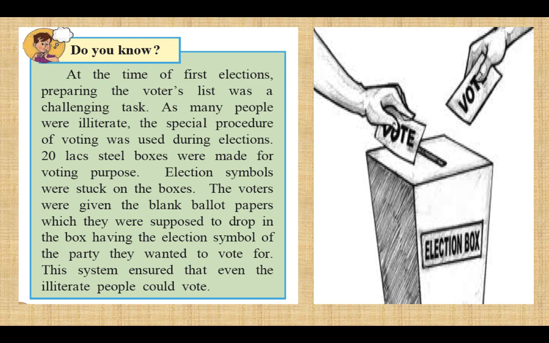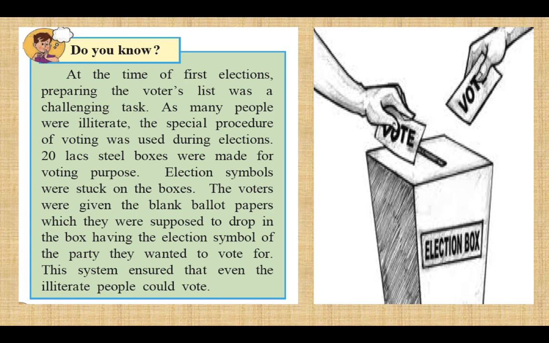Now there is this little box given to you on page number 78. Do you know? At the time of the first elections, preparing the voters' lists was a challenging task. As many people were illiterate, a special procedure of voting was used during the election. 20 lakh steel boxes were made for voting purposes. Election symbols were stuck on the boxes, and the voter was given a blank ballot paper which they were supposed to drop in the box having the election symbol of the party they wanted to vote for.